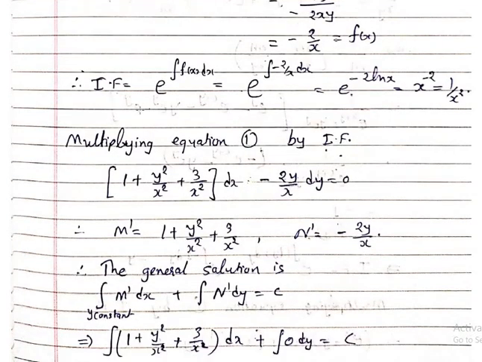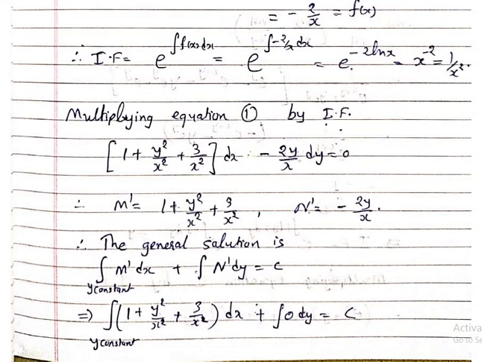So the integrating factor will be e raised to integration f(x) dx, that is e raised to integration minus 2 by x dx, and 2 by x has the integration minus 2 log x. So simplifying this, minus 2 will be in the power of x, and e raised to log will be cancelled out, that will give you x raised to minus 2, that means 1 upon x square. Multiplying equation 1 by IF, that will give you (1 plus y square upon x square plus 3 upon x square) dx minus 2y upon x dy is equal to 0.